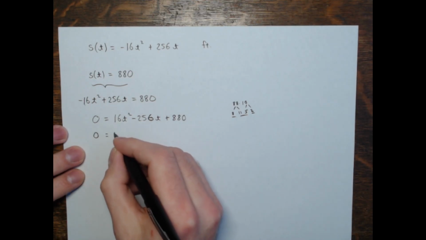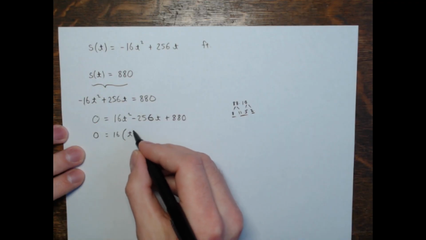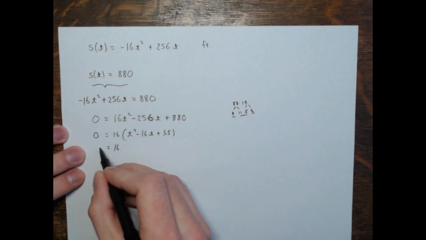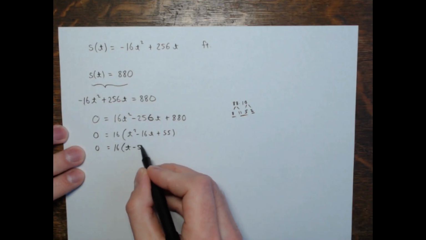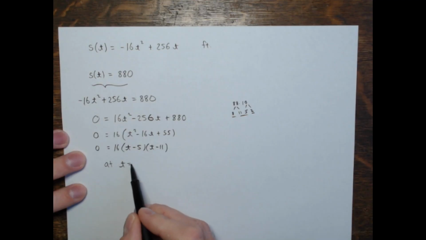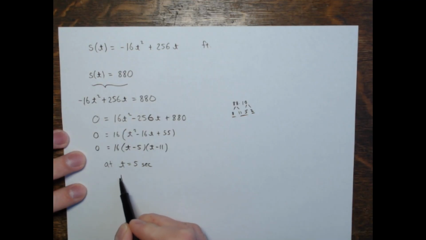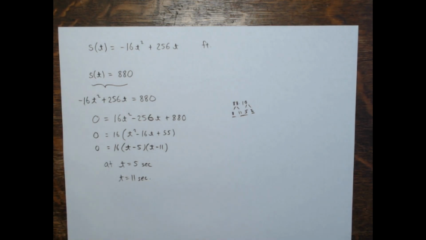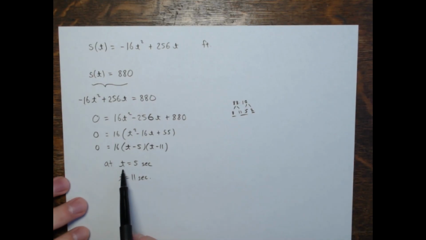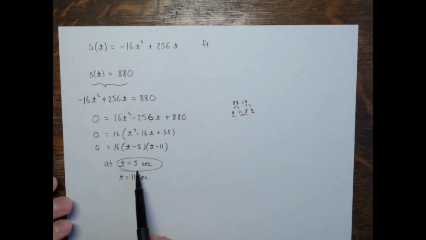So if I got 0 equals, factor 16 out, you got t squared minus 16t, and then plus 55, which factors to t minus 5 times t minus 11. So at t equals 5 seconds and t equals 11 seconds, this ball would be 880 feet in the air. And they asked specifically for the velocity at the first time, right? So the earliest time that it hit 880 feet in the air. So that's at 5 seconds.